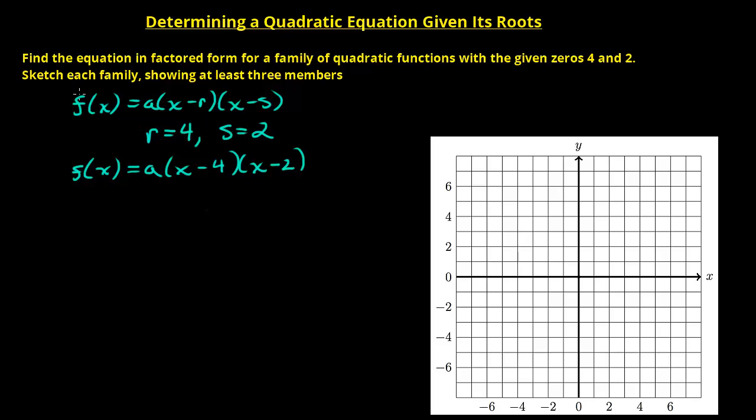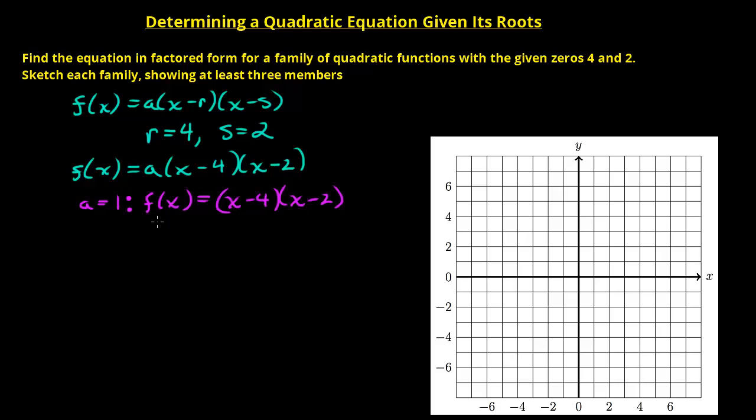Now it wants us to sketch each family. We just have to show at least 3 members. So let's consider first where a is equal to 1. Where a is equal to 1, our function would be f of x is equal to x minus 4 times x minus 2.